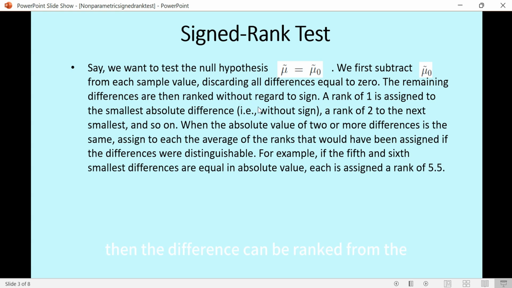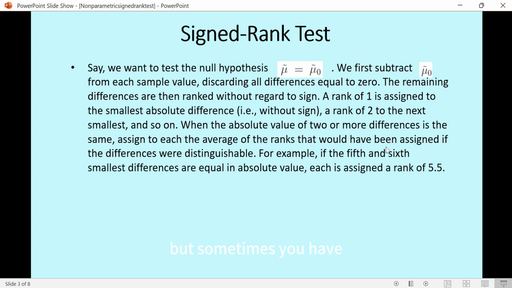Then the differences can be ranked according to their absolute value. We rank these absolute differences with the lowest value as 1, the next as 2, and so on. For example, we get 10 sample data and subtract mu zero from each of them. Then we get 10 differences, and we take the absolute value of these 10 differences. Then we rank them from the lowest to the highest, from 1 to 10.